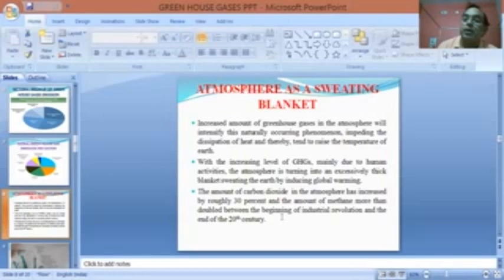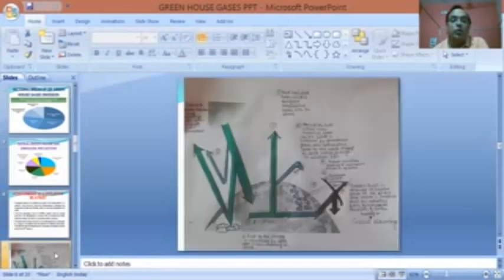There has been a jump of 30% in carbon dioxide since the industrial revolution till the end of the 20th century, and the amount of methane in the atmosphere has just doubled in the same period. So it is a cause of great concern. Let us see how this overheating or sweating is taking place.